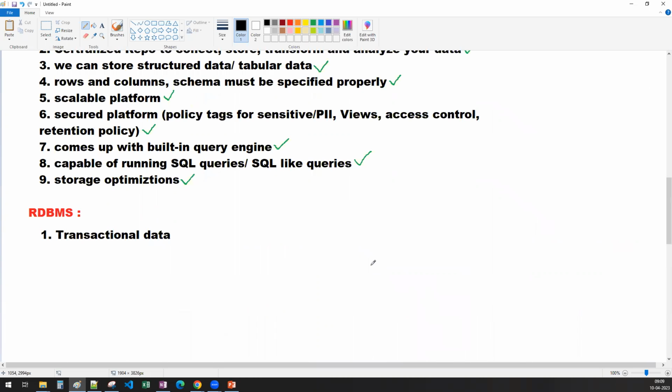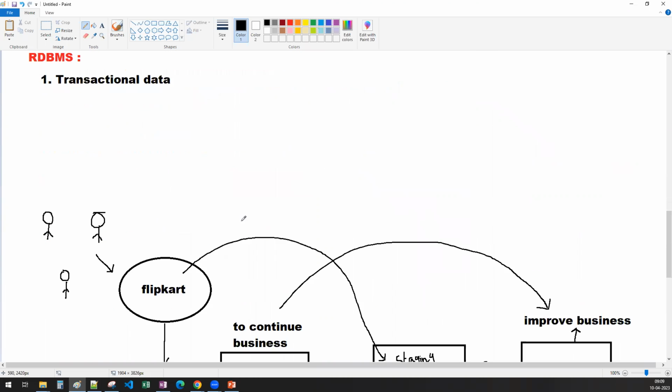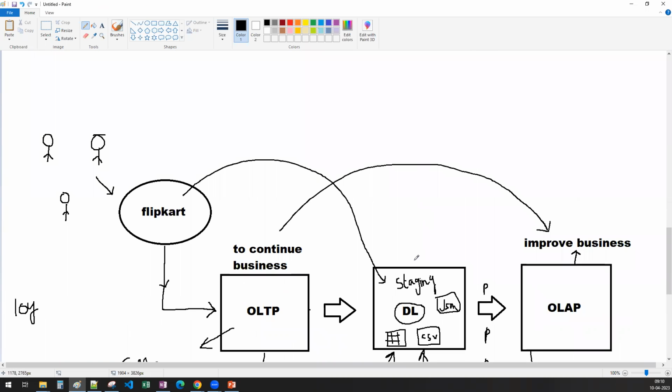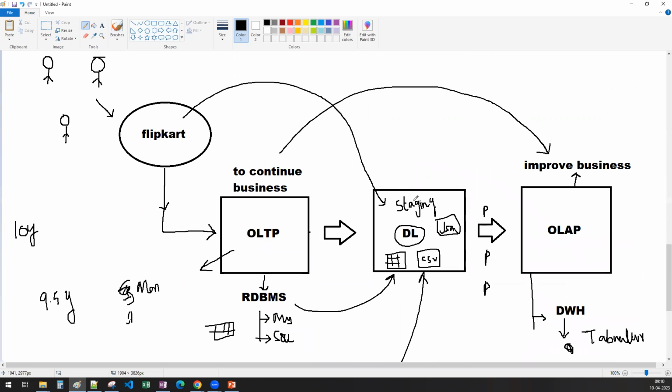Now, hope you got some idea about it. So now you understand the data lake and data warehouse as well as the RDBMS. RDBMS holds transactional data, day-to-day activities. Here also we will have a query engine; it is also capable of running queries. Why do we have a query engine in the OLTP? That is a very good question. Because if I want to store the data coming from Flipkart, I need to have some table here. But who is creating the table? I, as a data engineer, have to create it.